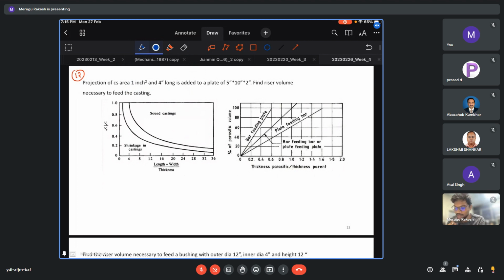So this is the mixed question. One is calculating the riser design. The other is calculating the compensation. So in this case, we call it appendages.